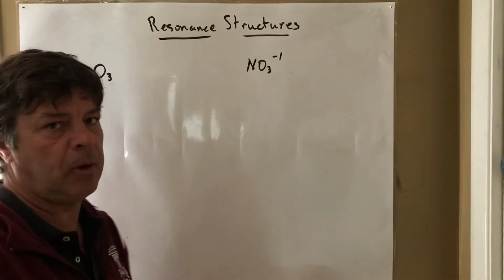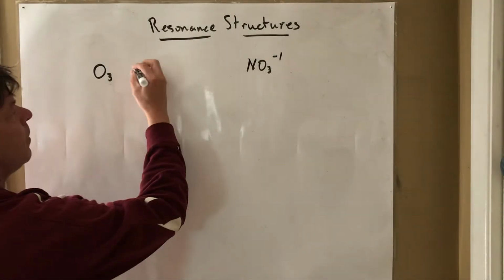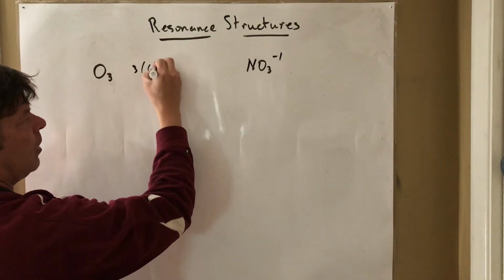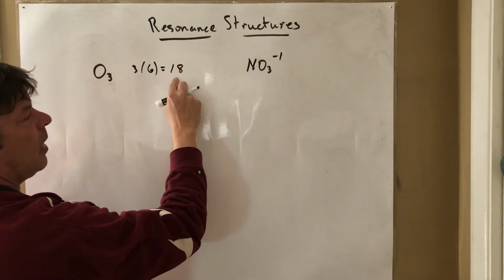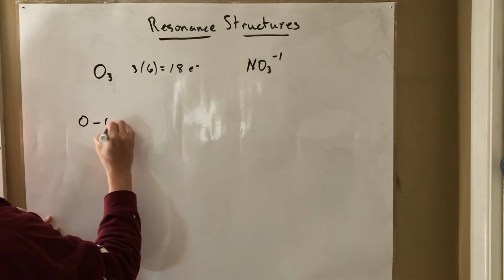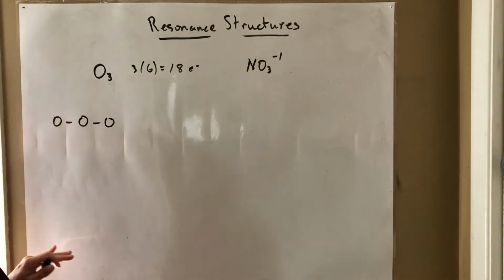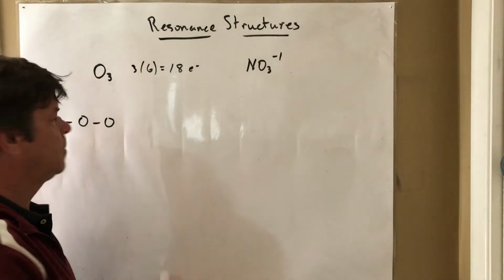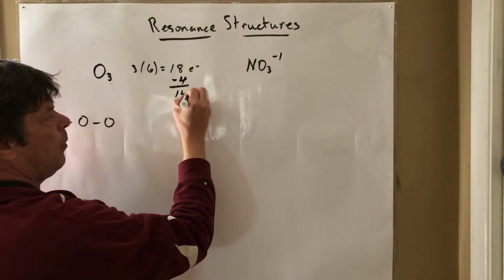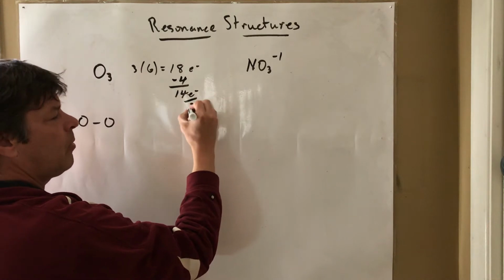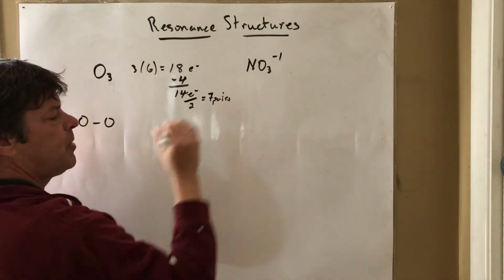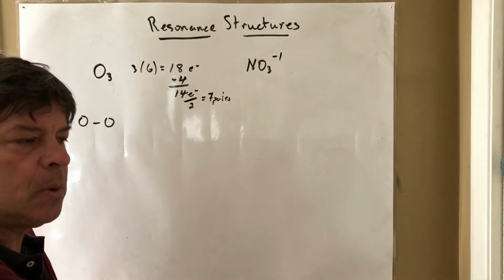So let's draw a Lewis dot structure for ozone. We know there's 3 oxygens. Each oxygen has 6 valence electrons, so we have 18 valence electrons to work with. Let's draw a skeleton, okay? How many electrons did we just use? 1, 2, 3, 4. Yep, 4. 18 minus 4 leaves us with 14 electrons, or divide by 2, that's 7 pairs. So I have 7 pairs to make the octet rule work.